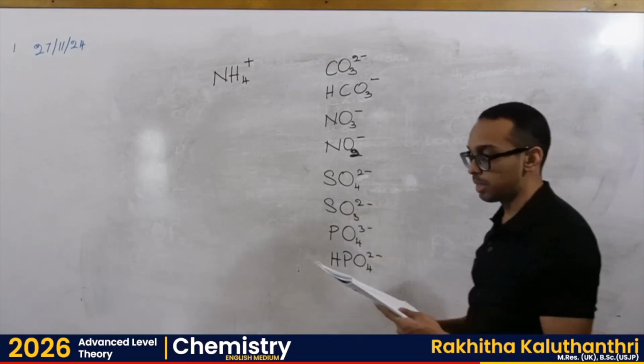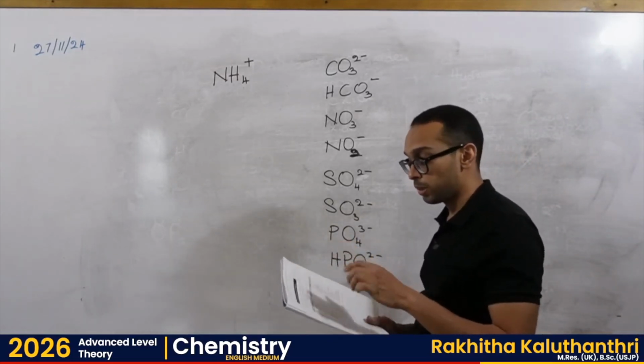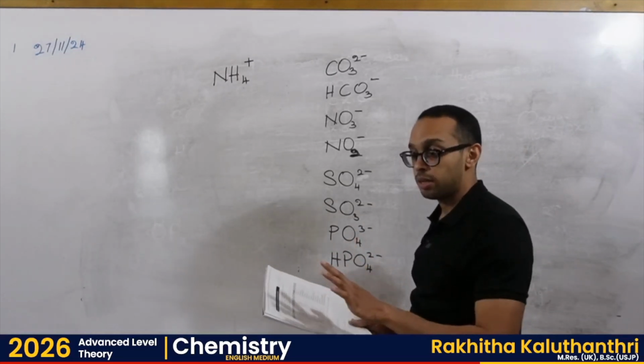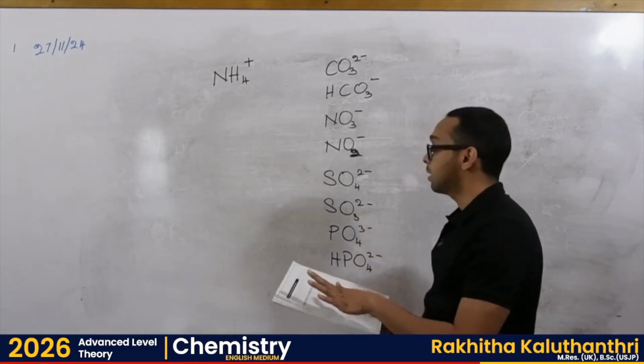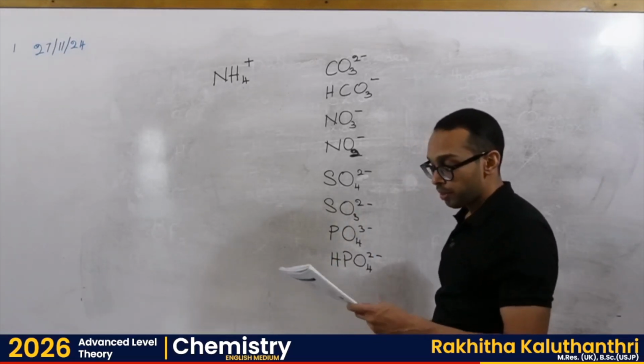These are all the names given in the textbook. Actually, this table was directly taken from the textbook. So these are the names of the ions they expect you to remember and memorize. Please go ahead and do that.